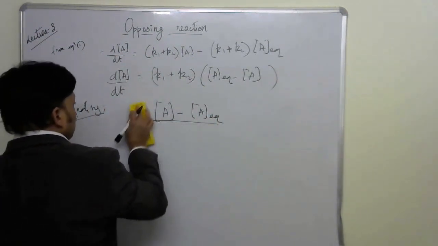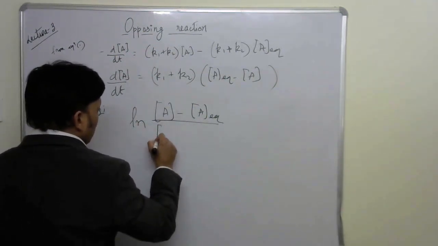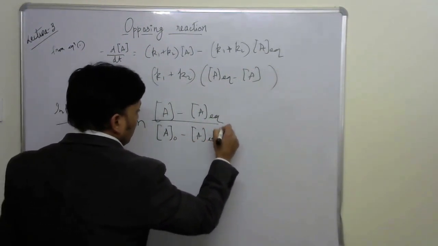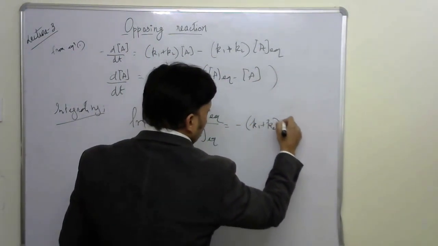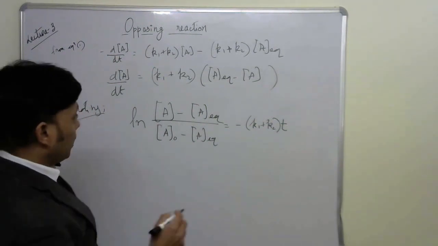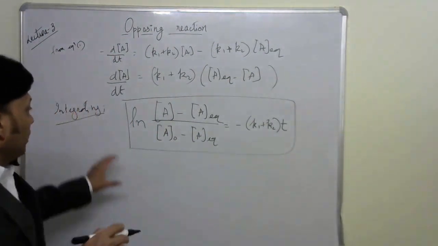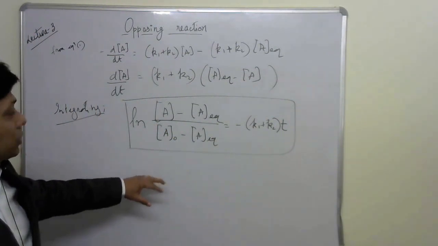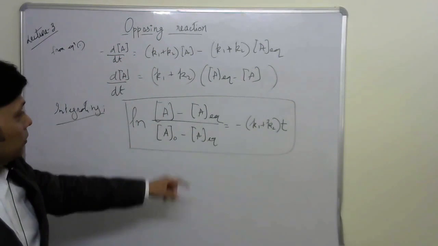natural log of the whole, here A naught minus A equilibrium, is equal to minus (K1 plus K2) multiplied by t, time. So therefore you can get the final integrated rate law for the opposing reaction in terms of minus dA/dt. So you may try and verify whether this would give this integrated form.